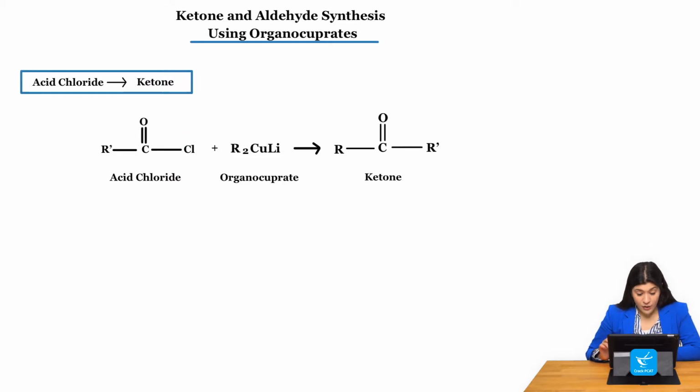Next, I could also go from an acid chloride again to a ketone, and I would start off with an acid chloride. I would then use this reagent, so two different R groups, remember going over something like this. And then from this step, I would just form a ketone. So once again, all I'm doing is removing this chlorine and replacing it with just one of these R groups, which is here.